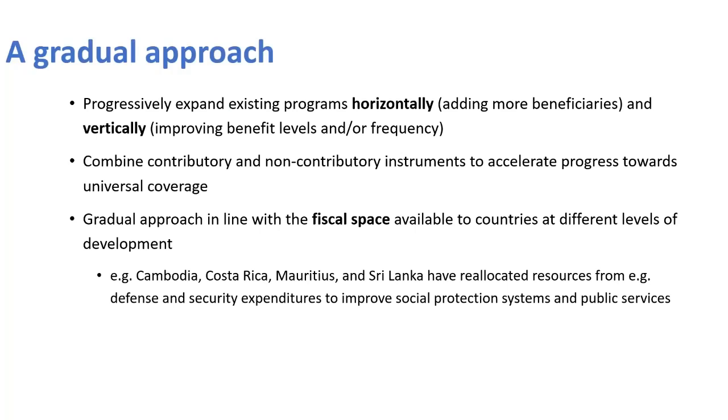So here, we can have a gradual approach, which means that, like we said, we can expand existing social protection measures horizontally by including more beneficiaries, or vertically by improving benefit levels or frequency. A gender-responsive social protection should combine contributory and non-contributory instruments in order to accelerate progress toward universal coverage, which is the goal. The gradual approach should take into consideration the fiscal space available to countries.